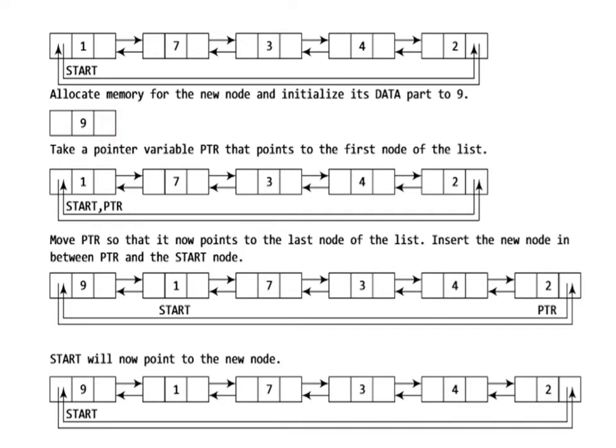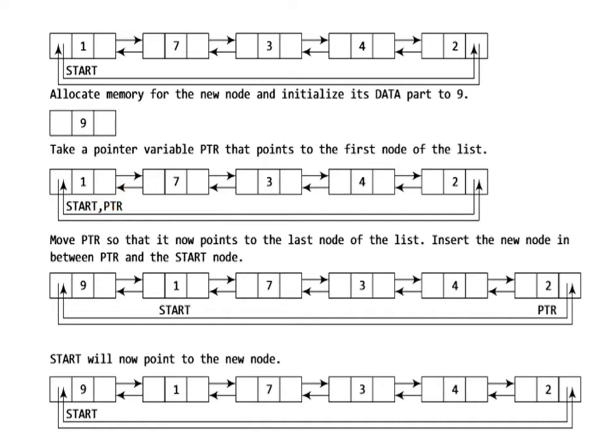Here it is initially it will also be null, and this is also null. Now it is very important how it is connected to the first node. For that reason, I am taking a pointer variable that points to the first node. Here you can see the start and pointer.